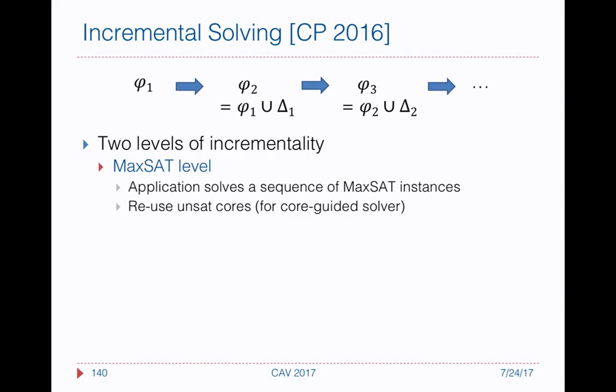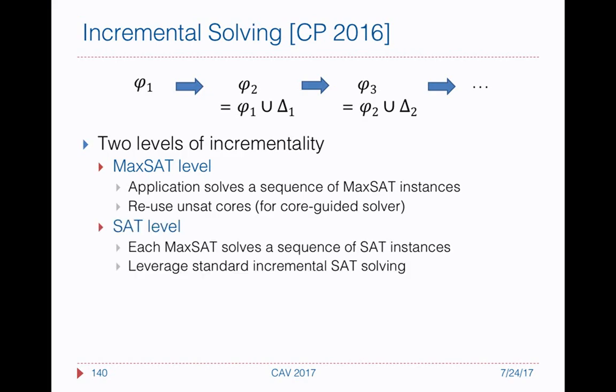So there are two levels of incrementality: the MaxSat level, where the application itself is solving a new MaxSat instance that is growing. And so we can reuse the unsat cores from previous iterations. And we are looking at a particular kind of MaxSat solver, which is the most popular kind, the core-guided MaxSat solvers. But notice that the way a core-guided MaxSat solver works is by making a series of calls to a SAT solver. And so we can even incrementalize at the level of SAT solving. Okay?